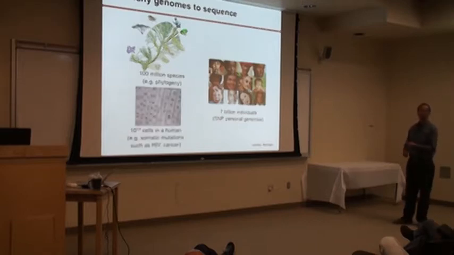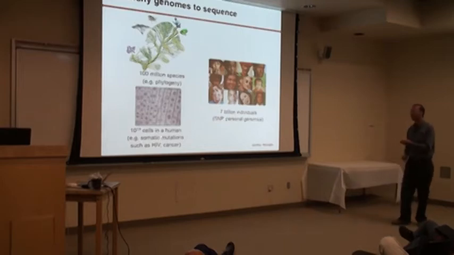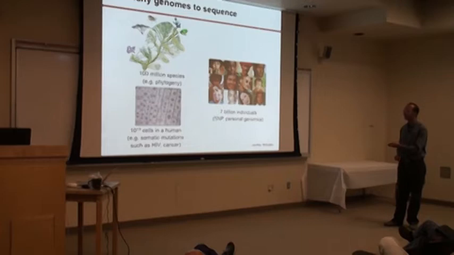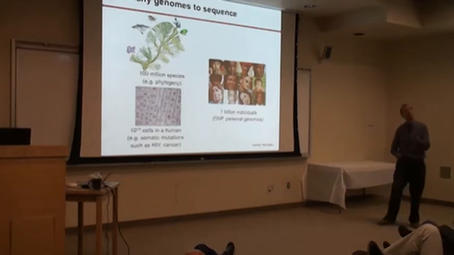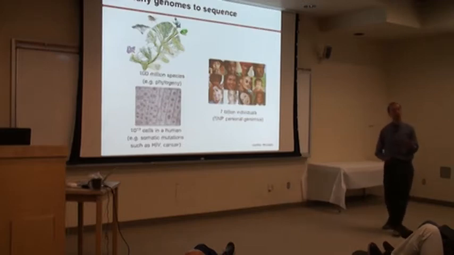Within a single individual, there are 10 to the 13 cells. And it turns out that the DNA of some of these cells is also different. This is a so-called somatic mutation. In diseases like cancer, it is really a disease of the genome. Okay? So cancer cells have DNA which is different from normal cells. And the differences give you a clue of how to treat that particular cancer. So therefore, this is very important information.